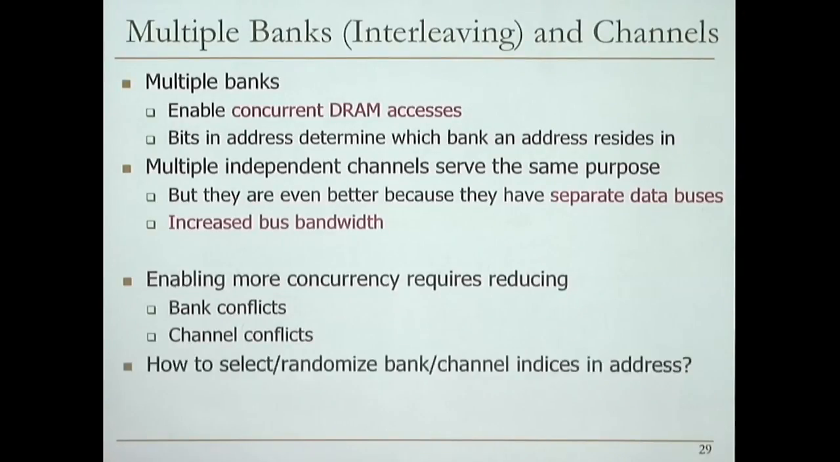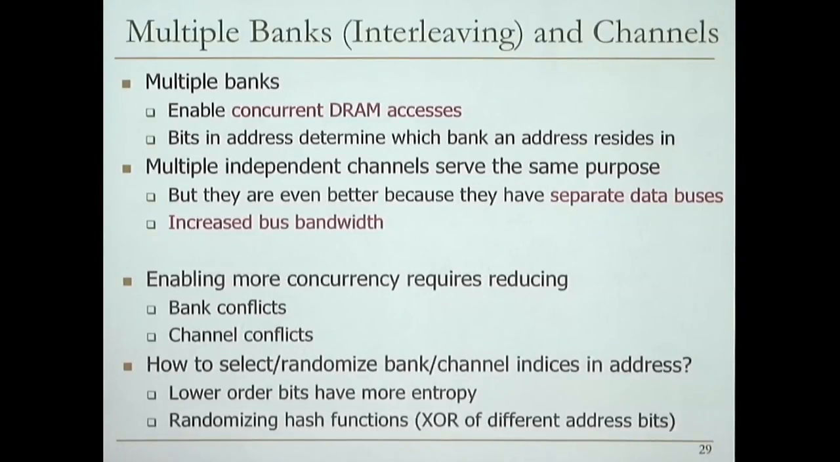And we've seen this earlier. You can actually use similar methods to reduce the conflicts in the banks and channels as we have used in the caches to reduce the cache set conflicts, right? And I'll give you one example of this. So how do you select and randomize bank and channel indices in the address? Well, usually people use lower order bits because there's more entropy that changes a lot depending on what you access. And also you could use randomizing hash functions, as we've discussed in caching. So the techniques, as you can see, apply to very different things. Not caching, but in this case, we're talking about channels.